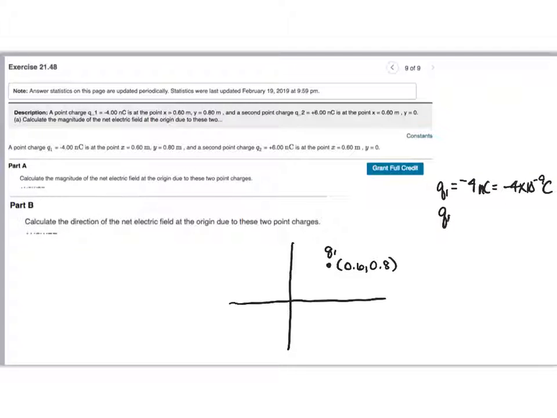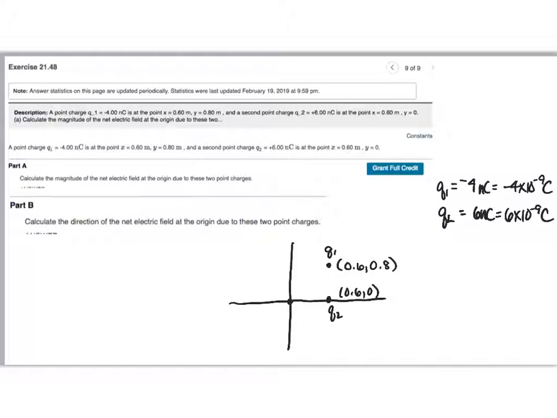My Q2 is 6 nanocoulombs, which is 6 times 10 to the minus 9 coulombs. It's at the point x equals 0.6, y equals 0. So it has the same x value, but it's on the x-axis. Now we want to find the electric field that they create here. So remember that we draw the electric field at a different location, but it is being created by a particular charge.